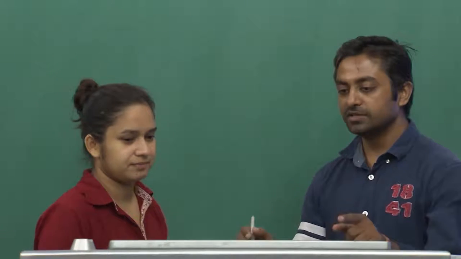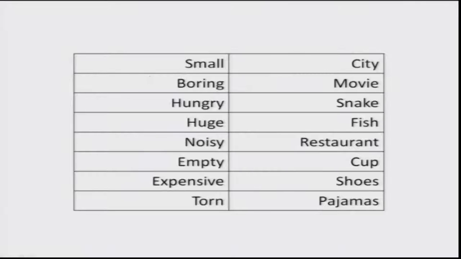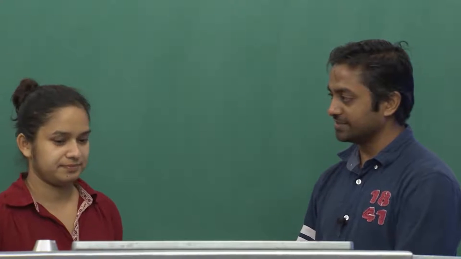So, read aloud these paired words. Small, city, boring, movie, hungry, snake, huge, fish, noisy, restaurant, empty, cup, expensive, shoes, torn pajamas. Okay. So, now this is how these two words are there. You will be given a cue and then you have to recall the target words. Okay. Okay. So, these are the cues.